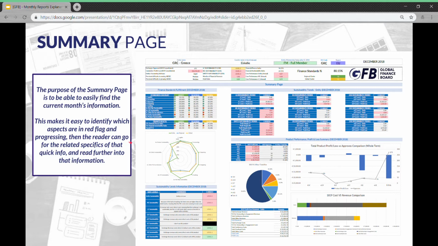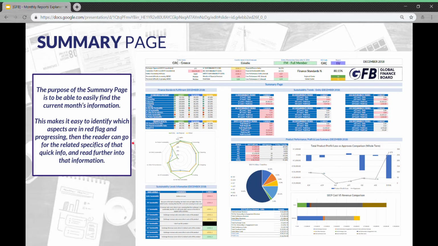Then the reader can go through the related specifics of that quick info from the summary page and then read further into that information at a deeper level. There have been a lot of entities asking, can we have a quicker view of the GFB reports? That is why we put the summary page, so that if you don't want to read every single thing in the GFB report, you can just look at the summary page.